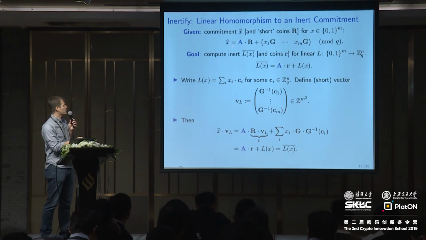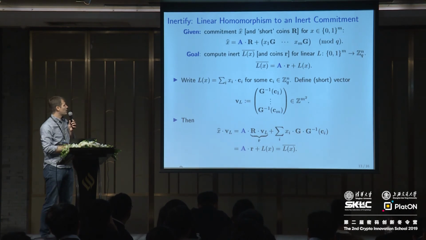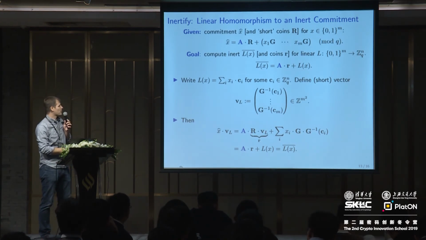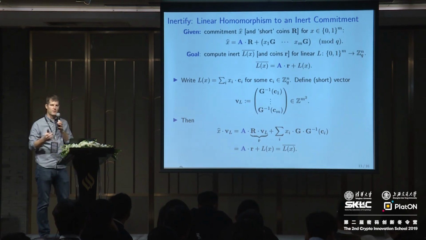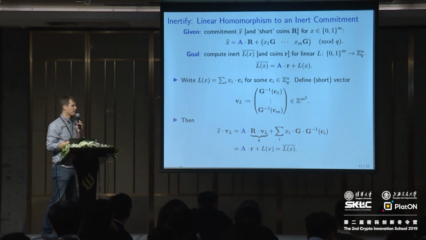So let's do the substitution. If we plug in x hat, then you end up with first the A times R part. A times R gets multiplied by VL, and overall this is just a short vector. We have a short matrix times a short vector, which is going to result in a pretty short vector. So we have A times the short vector.